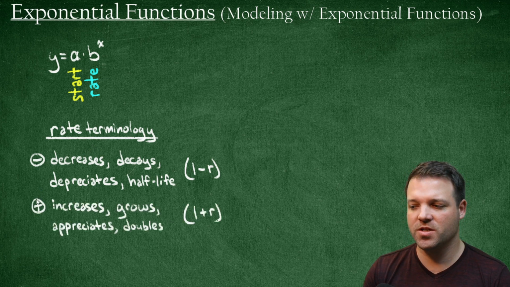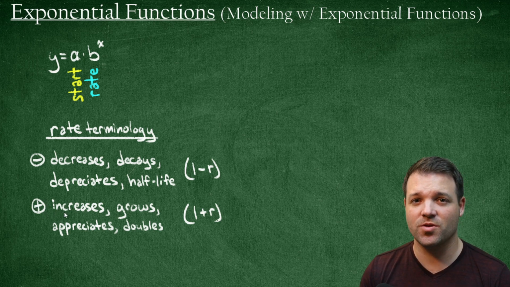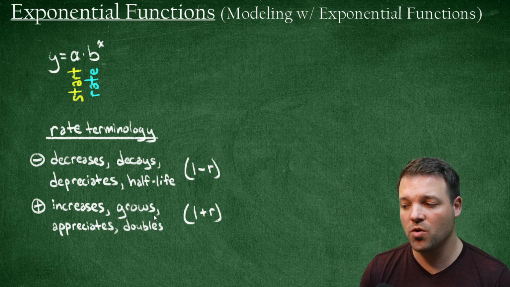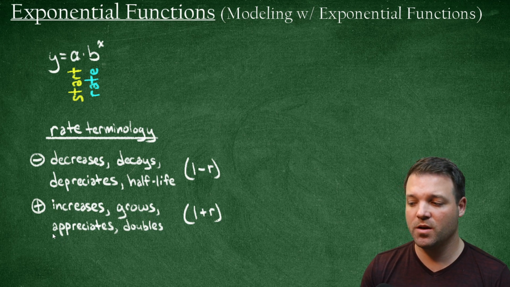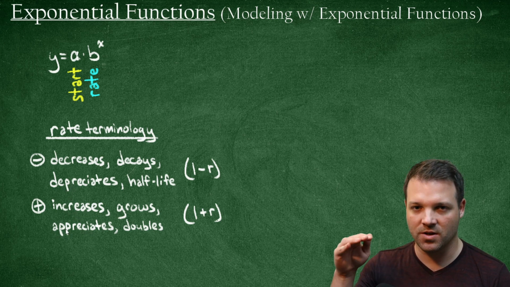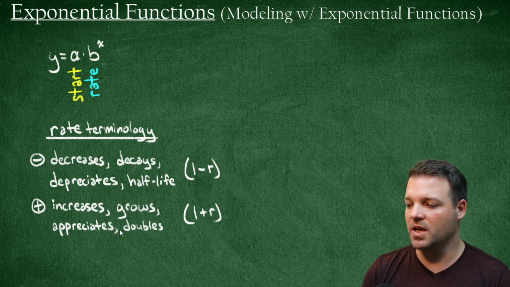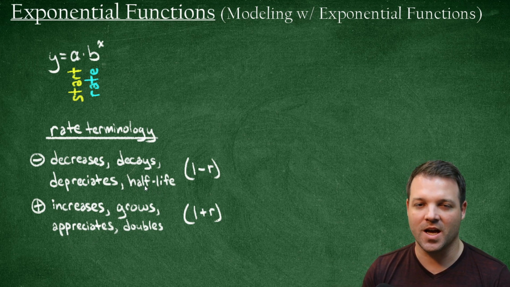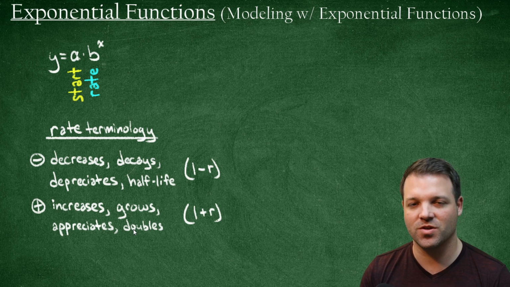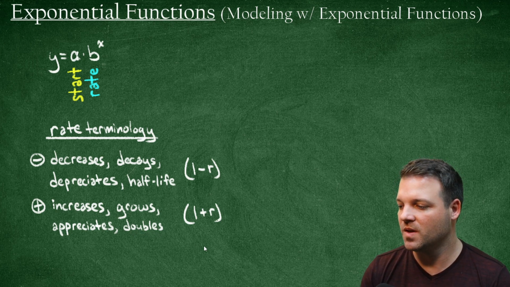What kind of terminology do you see for increasing? Well, of course, if you see increases, or is increasing by, or is growing or grows at a rate of, appreciates, yes, appreciates is the opposite of depreciates. Appreciates means it's going up. And then doubles would be like the opposite of half-life. But of course, you could have triples and quadruples and that kind of thing.